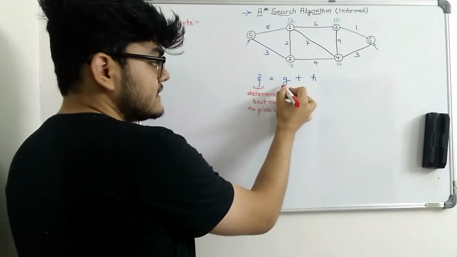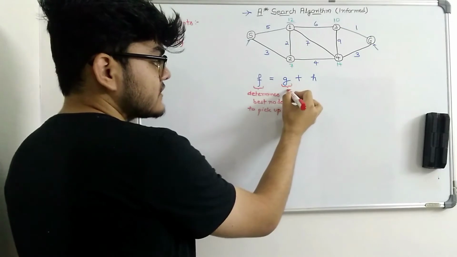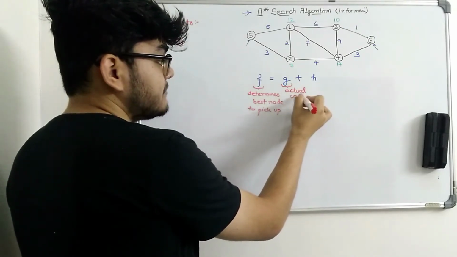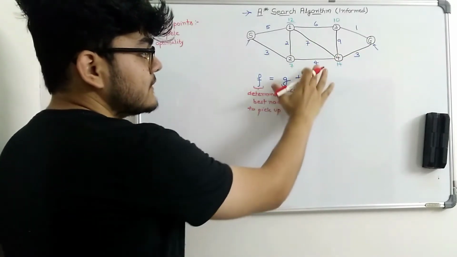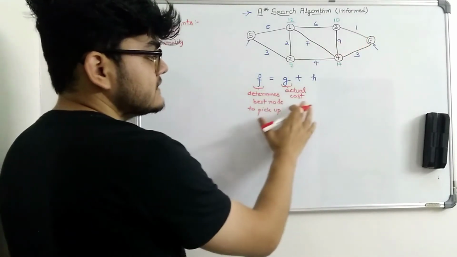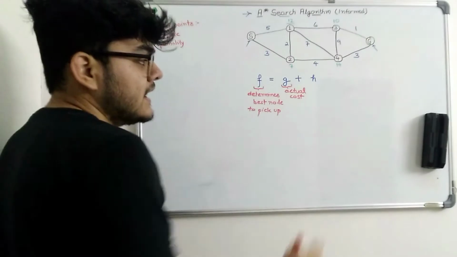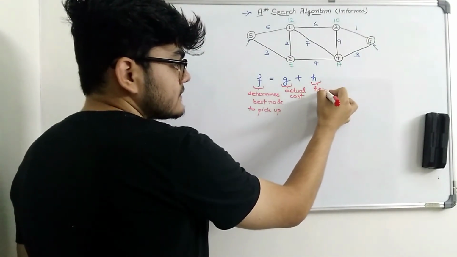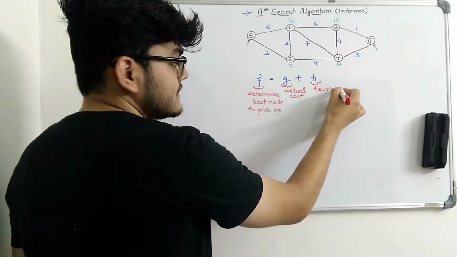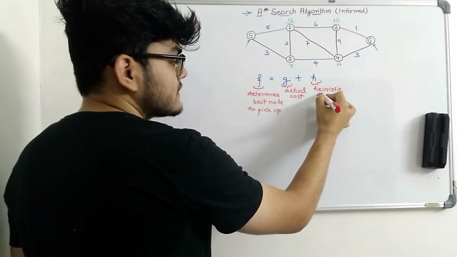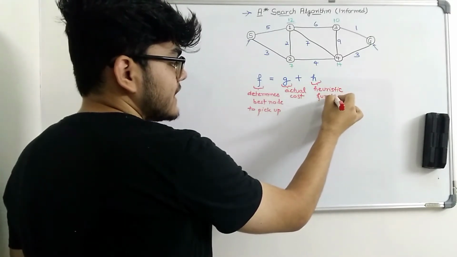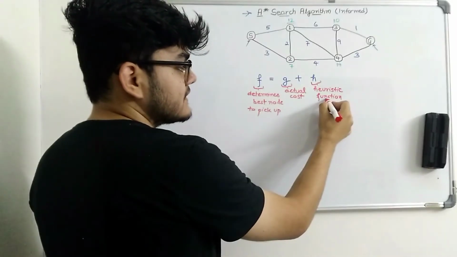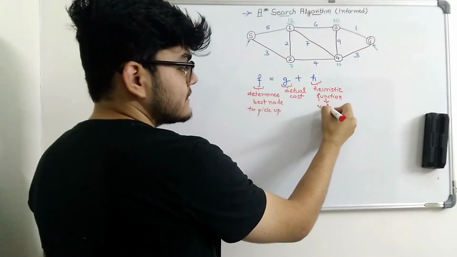What is G here? G is the actual cost, which I have marked in blue color, which you can see here: 4, 3, 9, 1. These are the actual costs. H is the heuristic value. So I'm going to write here that H is the heuristic value or the heuristic function. Basically a heuristic function calculates the heuristic value.